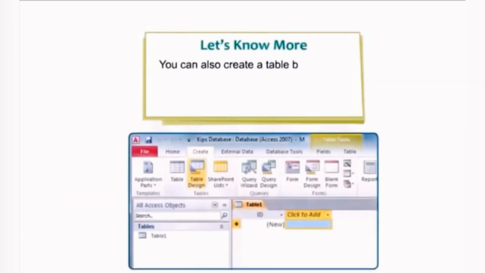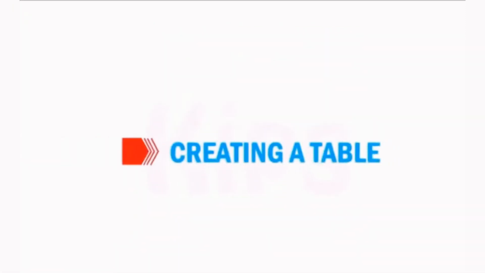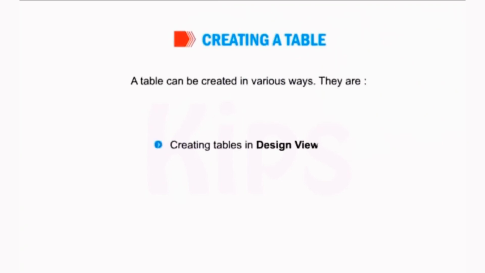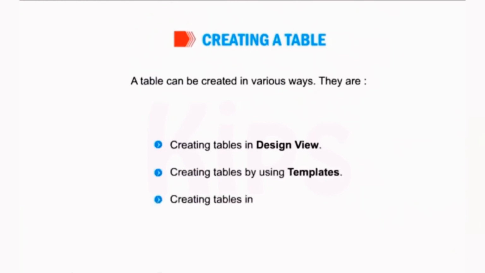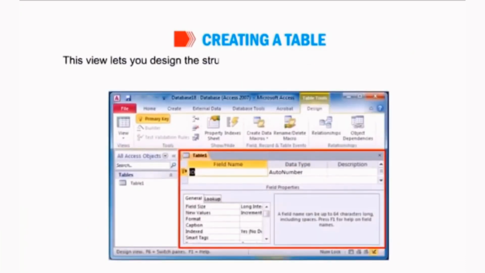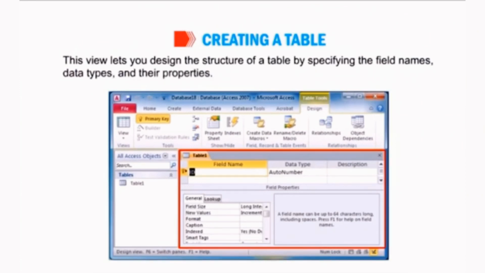Students, let us know more that you can also create a table by selecting the Table Design option. Okay students, let us now learn how to create a table. A table can be created in various ways. They are creating tables in Design View, creating tables by using templates, creating tables in Data Sheet View. In this chapter, you will learn how to create a table in the Design View. This view lets you design the structure of a table by specifying the field names, data types, and their properties.